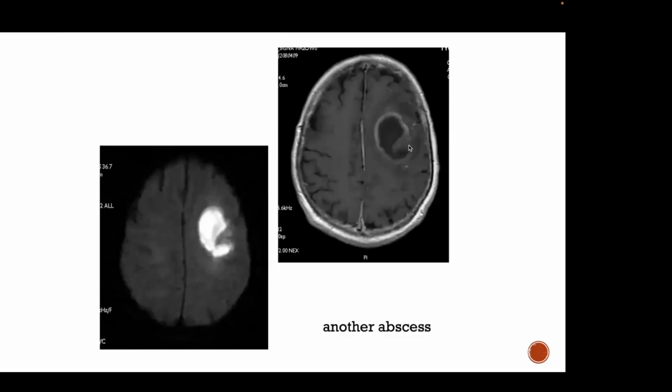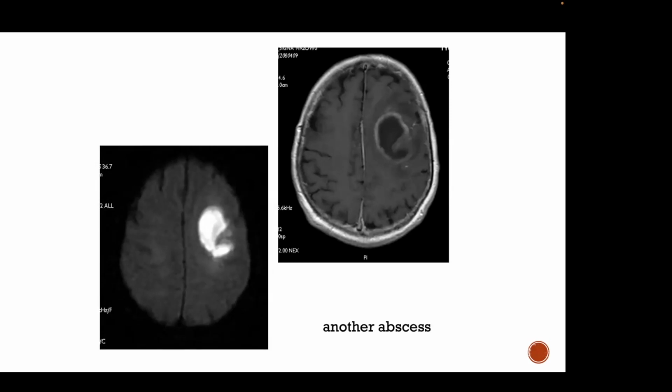Now, in this case, notice that it has this funny border with a little septation or jog in it, like right here, right? And notice on the diffusion scan that if I were to draw the border of the enhancement of this lesion, the restricted diffusion exactly matches that. Again, very typical for a brain abscess.